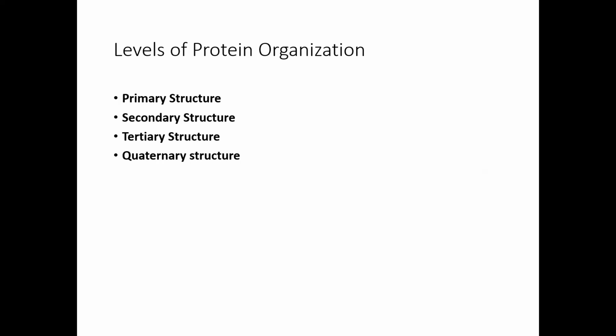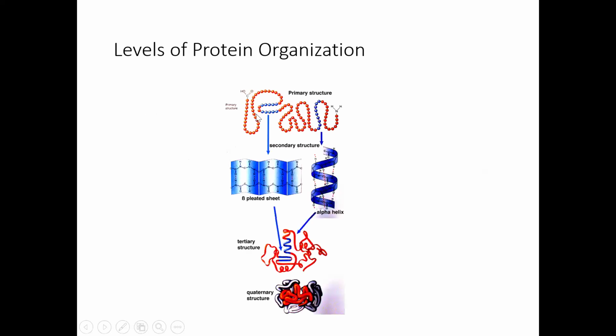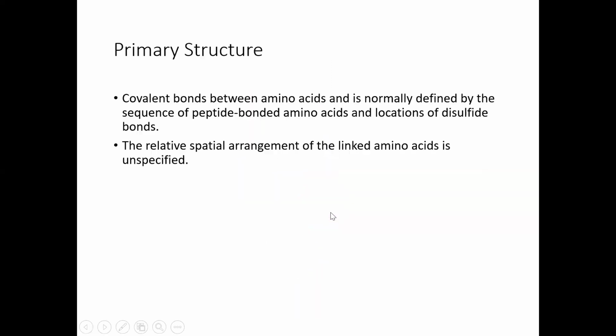the primary structure, secondary structure, tertiary, and the quaternary structure. So the primary structure here is depicted as the first level of the protein structure, and the second level is the secondary structure, which is divided into beta pleated sheet or alpha helix, which then forms the tertiary structure and eventually the quaternary structure. So the covalent bonds between the amino acids are defined by the sequence of the peptide bonds, the amino acids, and the location of the disulfide bonds. That is what is in the primary structure, and the relative spatial arrangement of the linked amino acids is unspecified.